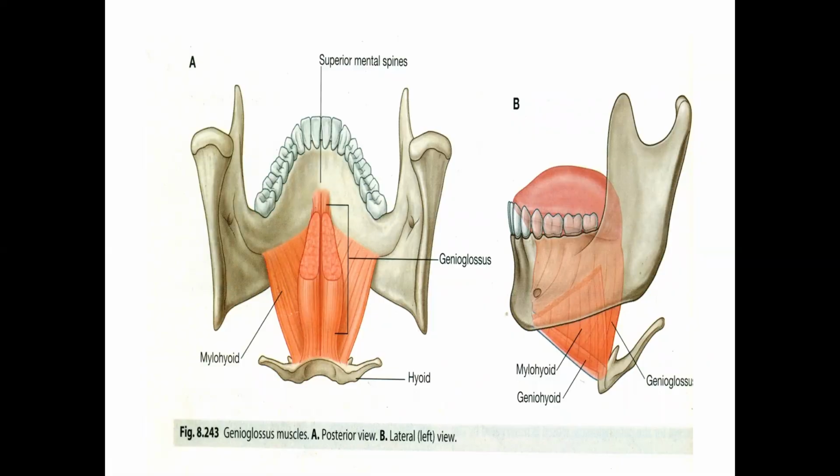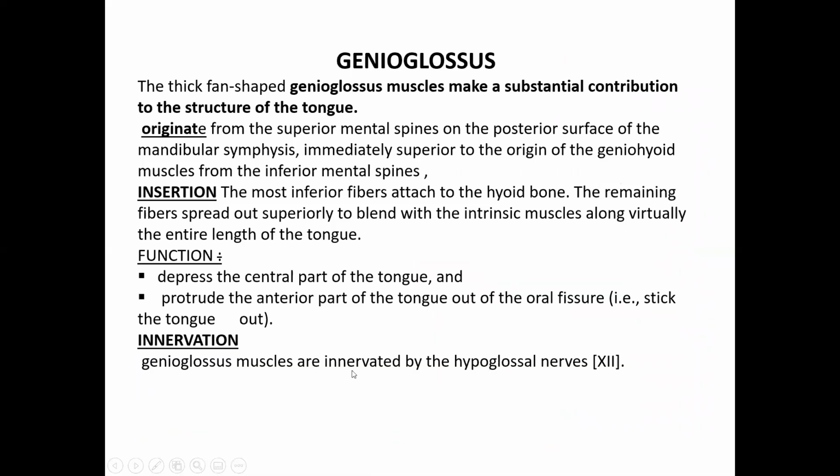They are supplied by the hypoglossal nerve, because the hypoglossal nerve is a motor nerve to the muscles of the tongue except the palatoglossus. Function of this muscle: it depresses the central part of the tongue and it protrudes the anterior part of the tongue out of the oral cavity.